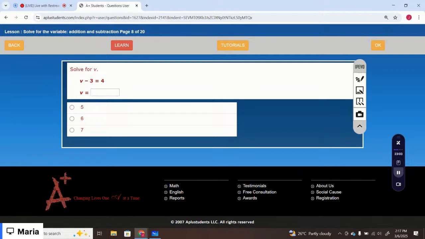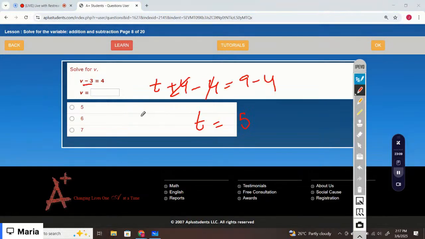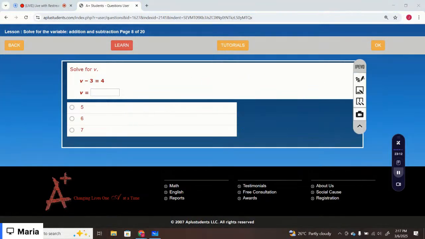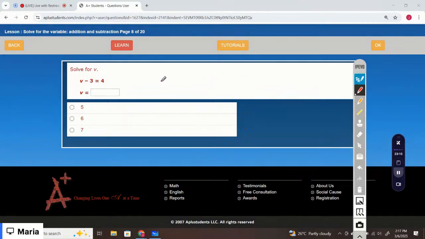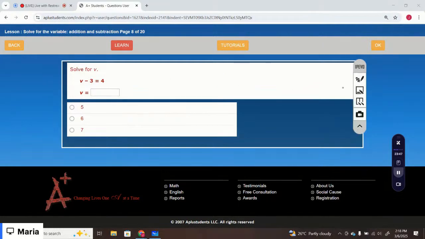b minus 3 equals 4. We need to add 3 to both sides because opposite to subtraction is addition. Please do not guess the answers. 3 minus 3 is 0. 4 plus 3 is 7. You have already finished this lesson. Still, you're writing the wrong answers, right? That is b equals 7. Option number 3 is the correct option.